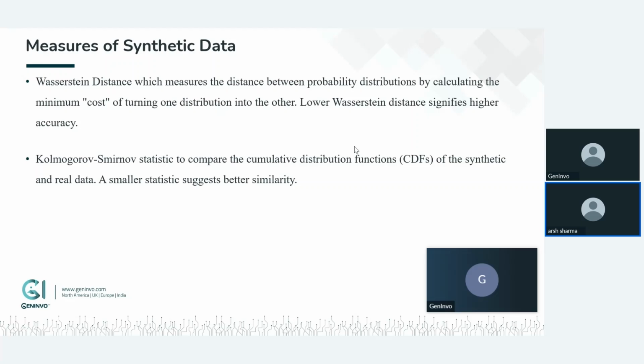Next is Wasserstein distance, which measures the distance between probability distributions by calculating the minimum cost of turning one distribution into another. A lower value signifies higher accuracy. Similarly, the Kolmogorov-Smirnov statistic compares the cumulative distribution functions of the synthetic and real data. A smaller statistic suggests better similarity.